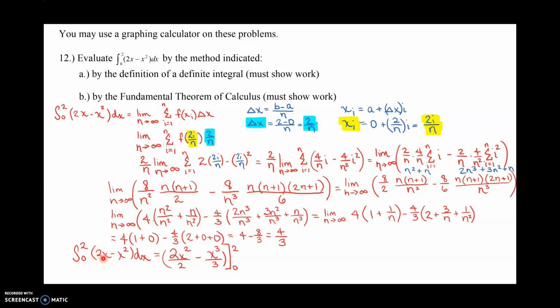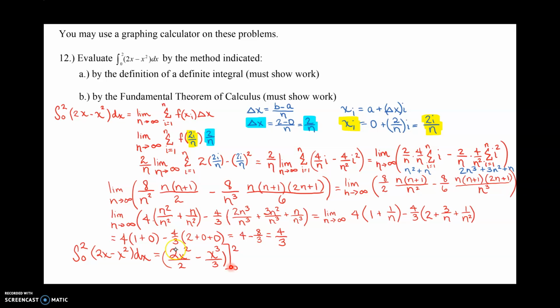So I've got 2x. I'm going to increase the exponent on that to be 2 and divide by 2. So that'd be 2x squared over 2. And then this one is x squared. So I'm going to increase that exponent by 1. So that would be x to the 3rd over 3. And I haven't plugged in my 0 and 2 yet. So now I'm going to plug those in.